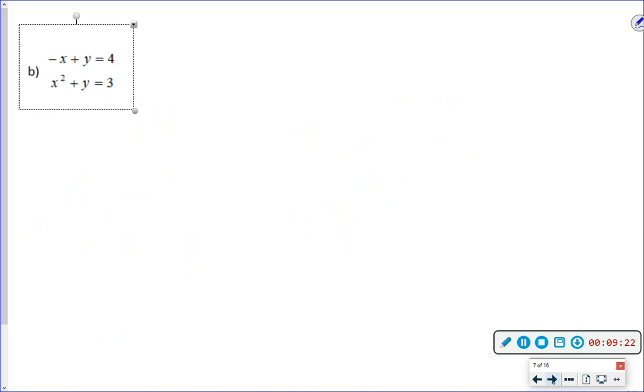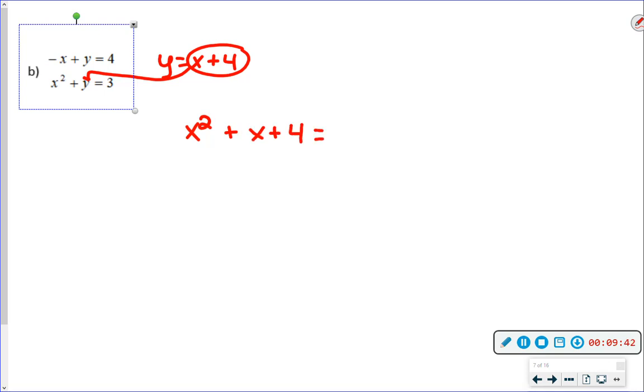Okay, let's do another one of this style. Which equation looks easiest? Where are you starting? Top, and I'd solve for x or y. What do you want to do? Probably y, yeah, just add x over. Okay, so we're going to substitute that in for y. So x squared, x plus 4 equals 3.